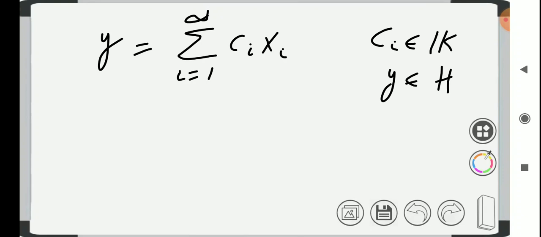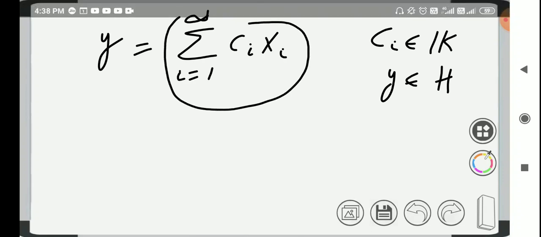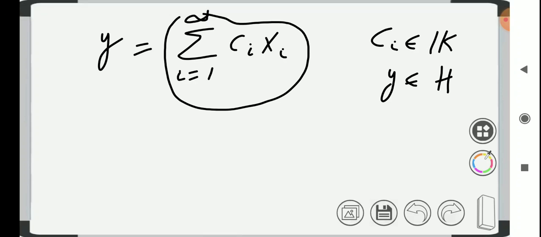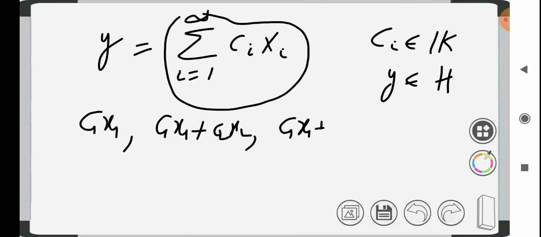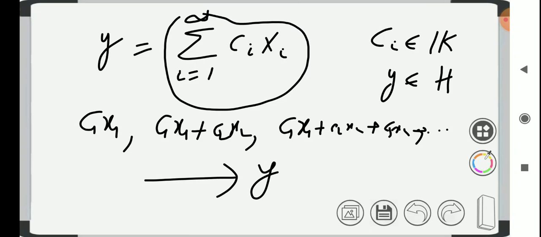Therefore, if we take the partial sums of this series, they will converge to y. That is, if we take c1 x1, then c1 x1 plus c2 x2, then c1 x1 plus c2 x2 plus c3 x3, and so on, the sequence of partial sums of this series will finally converge to y. This is the property of the orthonormal basis, or rather the very definition of convergence of a series.